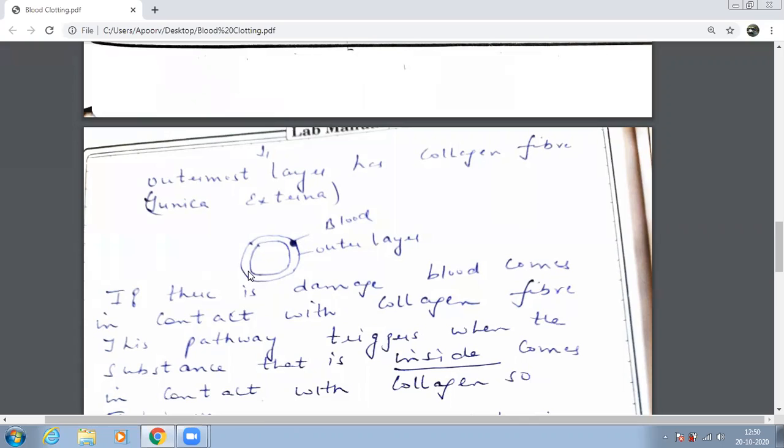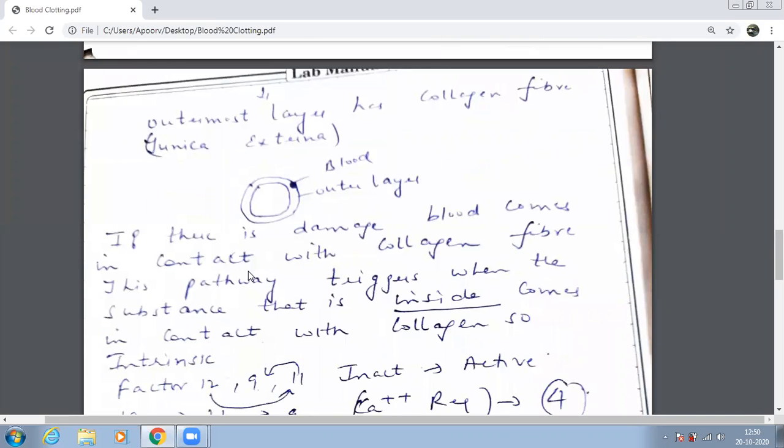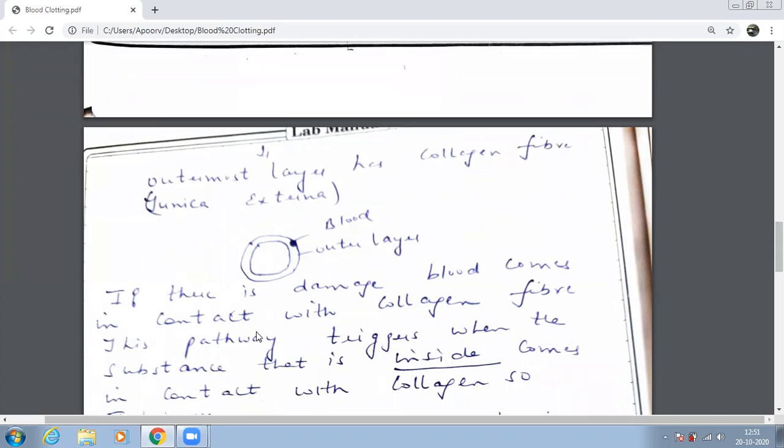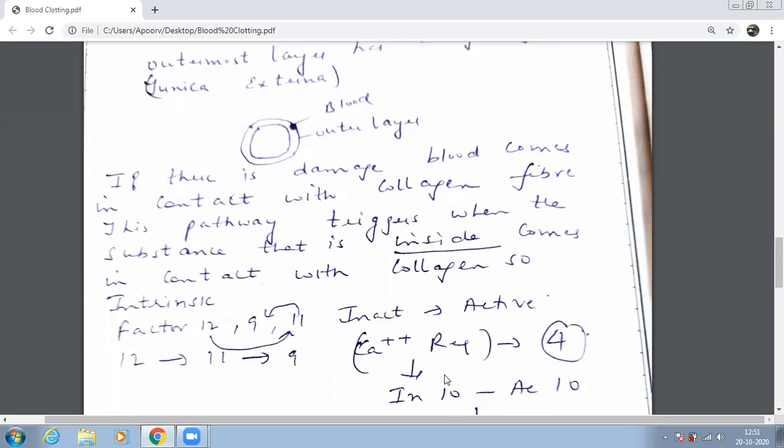Blood. Is blood something inside or something coming from outside? Inside. So it was something inside which is coming in contact with collagen. So we call it intrinsic. Why is this pathway called intrinsic? In the first part I told you we start from an external injury. But here the blood is coming in contact with the collagen fibers, and blood is something which flows inside. That is the reason this pathway is known as the intrinsic pathway.